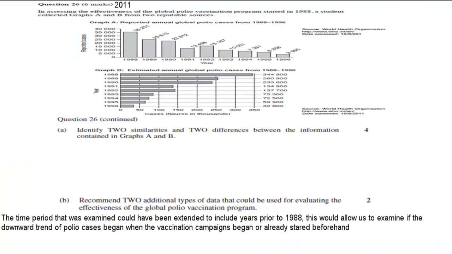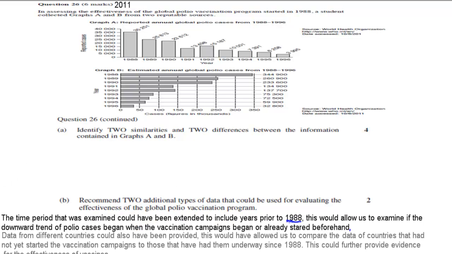And how to word that? Well, what I wrote is, first, the time period that was examined could have been extended to include years prior to 1988. So this is the additional data. But you also need to give reasons as to how this could help. This would allow us to examine if the downward trend of polio cases began when the vaccination campaigns began or had already started beforehand. So this would be a kind of proof. You could probably have written one more statement saying, if it had started beforehand, this would have shown that it was not the vaccines.